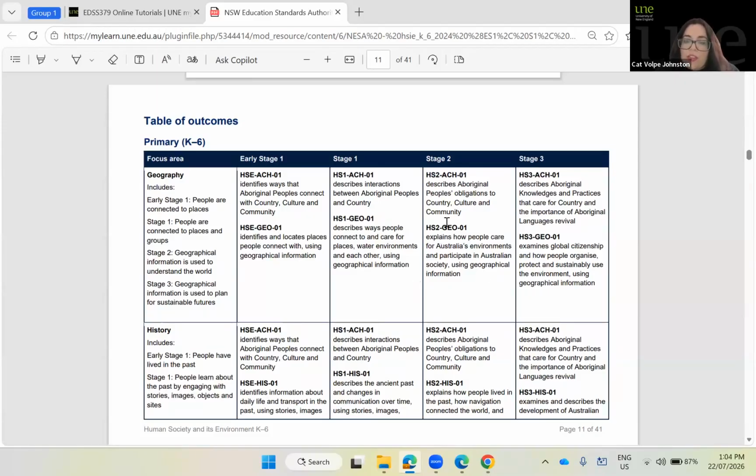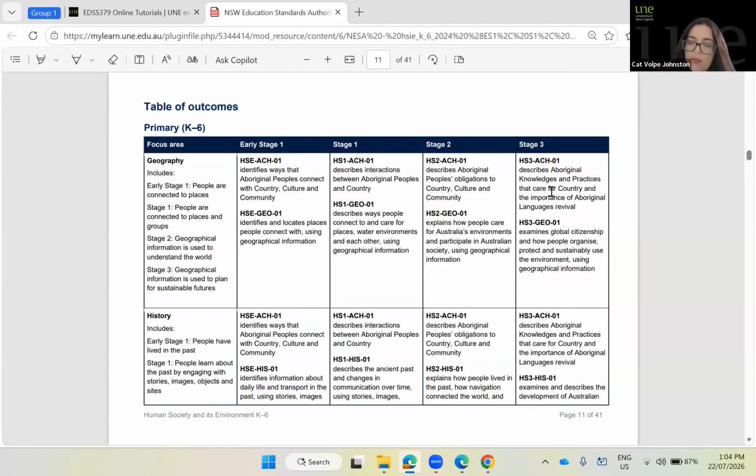Continuing on, looking at stage 2, again, we've got the Aboriginal focus. The other outcome is explaining how people care for Australia's environment and participate in society. Again, using geographical information. Same thing for stage 3. The first one being the Aboriginal knowledges and practices that care for country and the importance of Aboriginal languages revival. That's the outcome for that one. And then a geography focus examines global citizenship and how people organize, protect, and sustainably use the environment using geographical information.